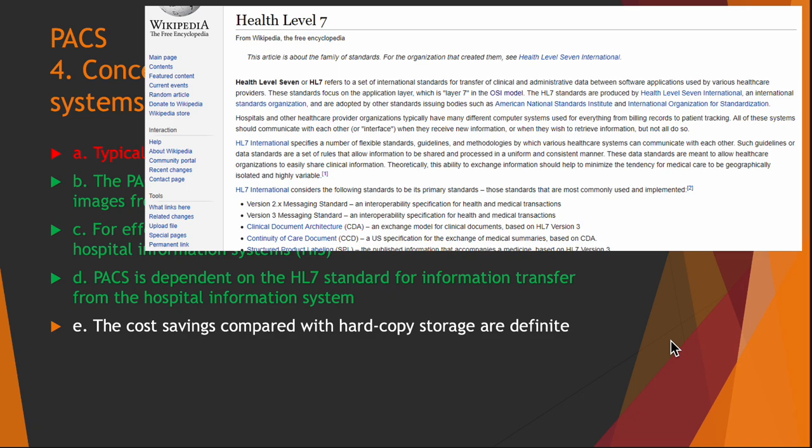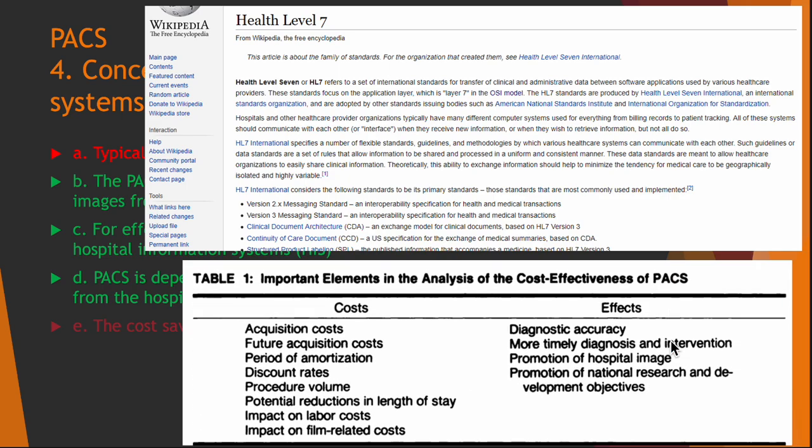Fifth statement: the cost savings compared with hard copy storage are definite. The answer is false, because although the costs associated with film and storage are removed when we put PACS in our hospital, the cost of maintenance, the cost of upgrading the PACS, and various dealings between us and the vendor or software companies are something extra. So these things are not definite. We cannot say that we will save this much. So the answer for the fifth question is false.